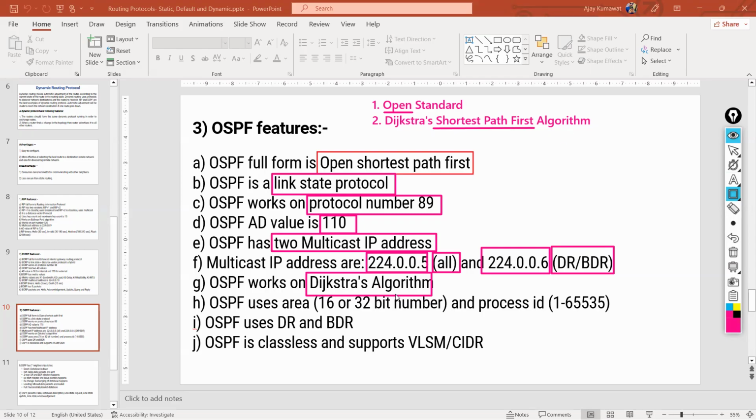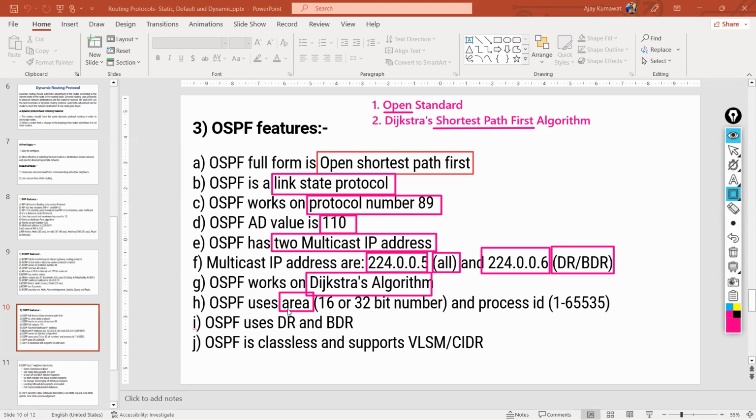Now OSPF uses what? Area concept. So what is this area concept? OSPF is an IGP protocol, correct? So if OSPF is an IGP protocol, that means it will provide communication within a single AS only. Now, in a single AS, what if there are hundreds of routers? The routing information traveling from R1 to R100 will take a lot of time, correct? So what does OSPF do for faster convergence, for sharing the information fast? It is going to divide your autonomous system into smaller parts. And those smaller parts are known as what?